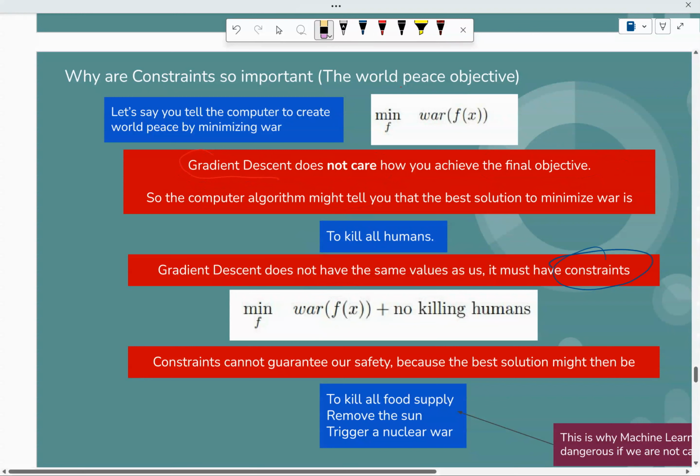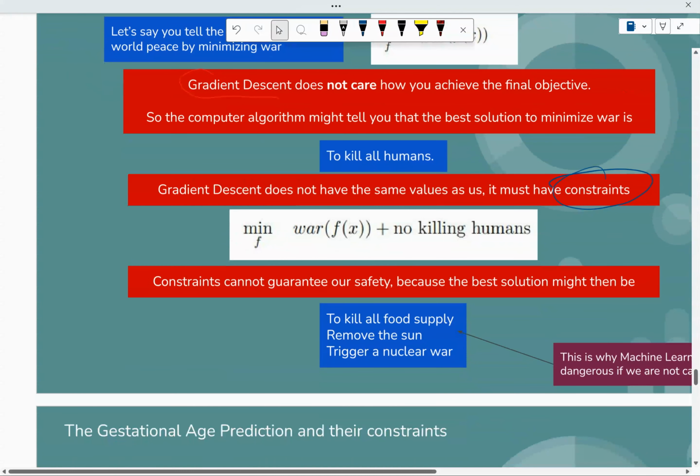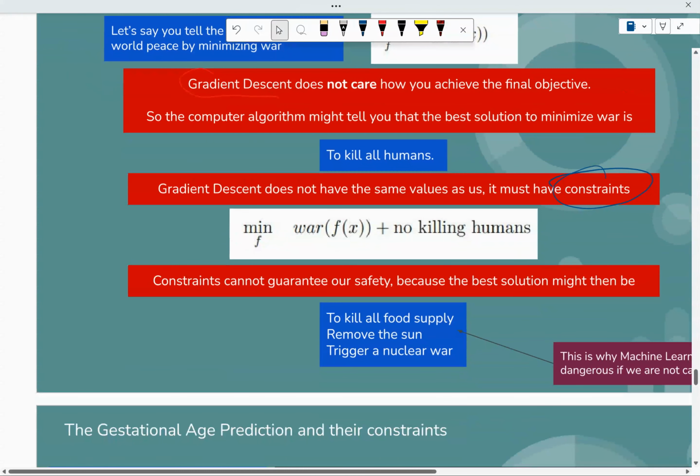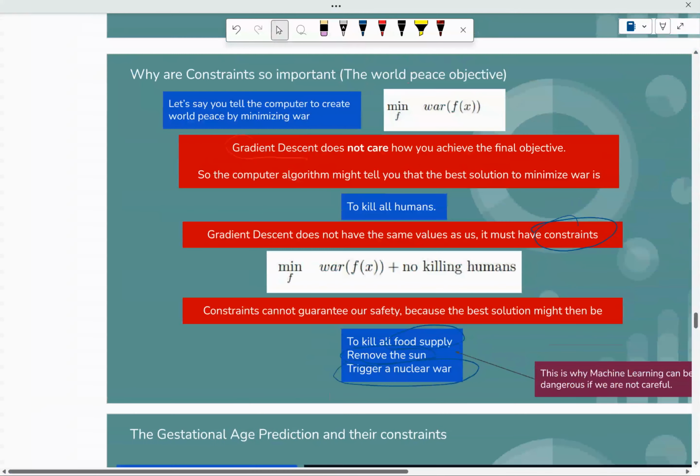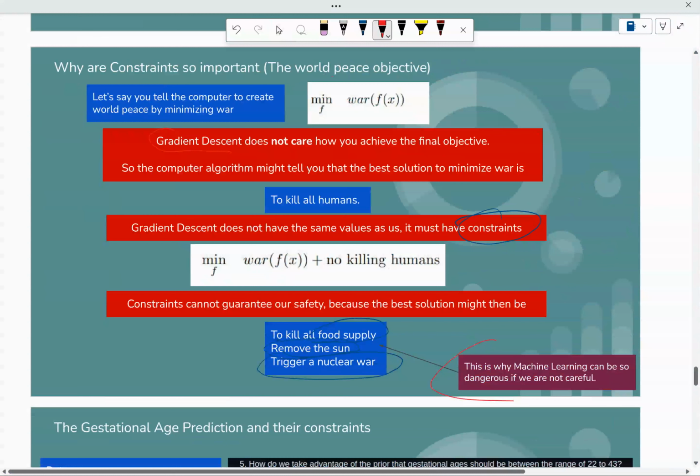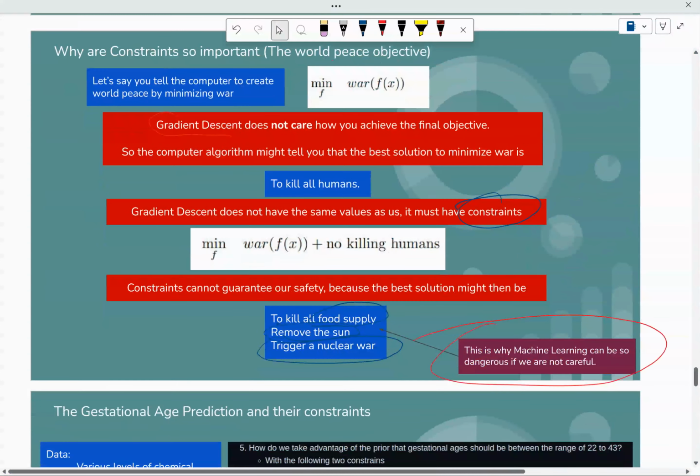Constraints can't guarantee our safety, because the algorithm can come up with, well, if you kill all the food supply, that will end all wars, or you remove the sun. None of these, according to the algorithm, is directly killing a human. This is why machine learning algorithms could be really dangerous if we don't use them properly, and this is why constraints are so important.